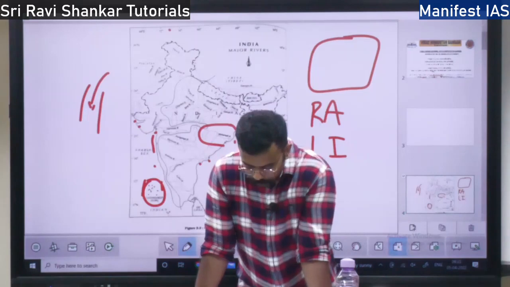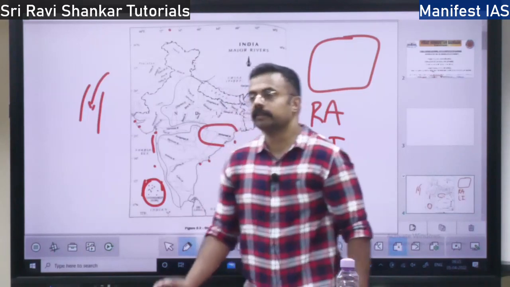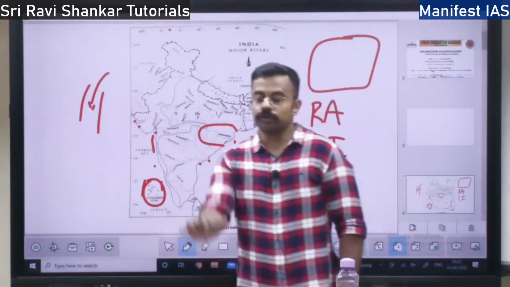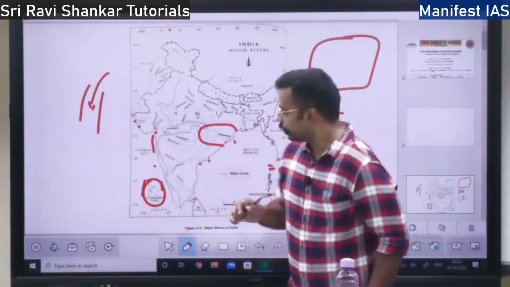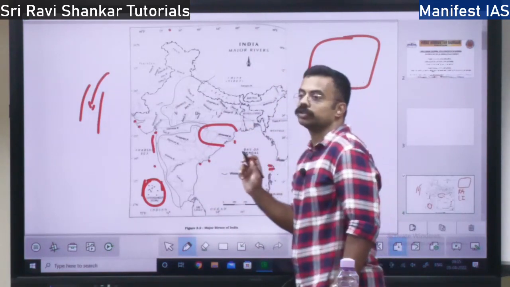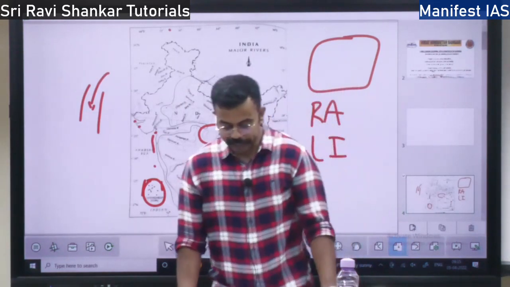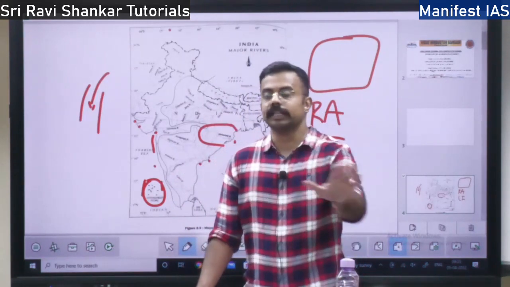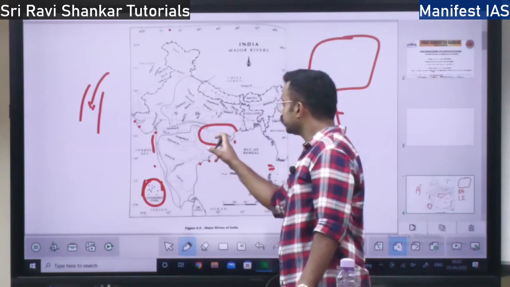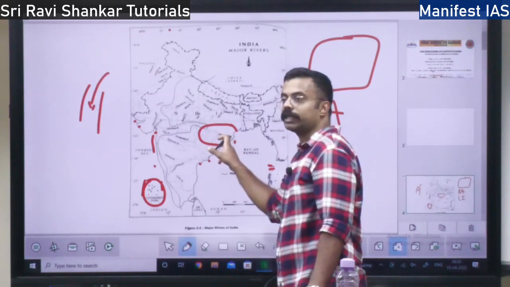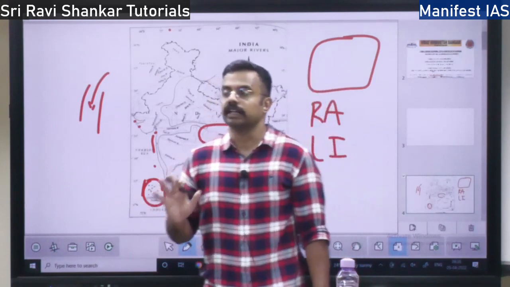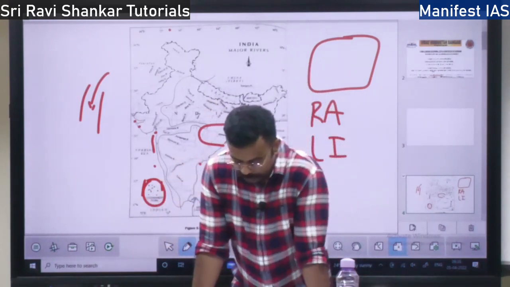Next is the drainage basin. The next concept is the drainage basin. Wherever the river flows, that is a drainage basin. That is, whatever area in which the water of the river is available. Wherever the water of this particular river is available, that is the drainage basin of that river. That is catchment area and drainage basin.